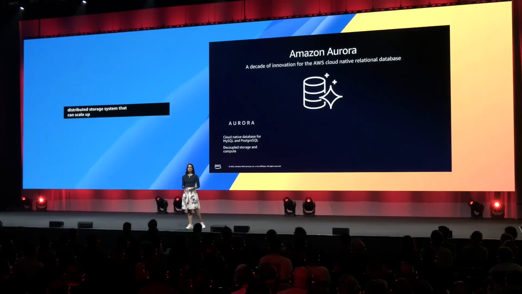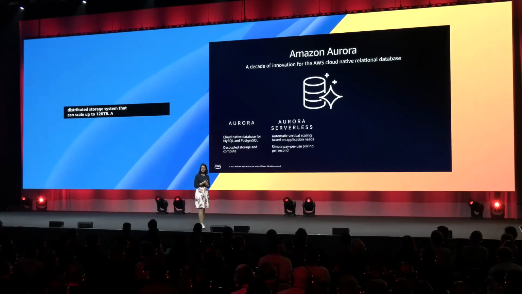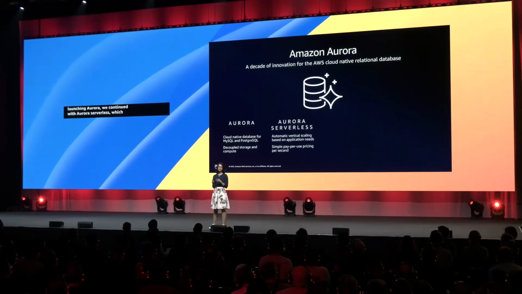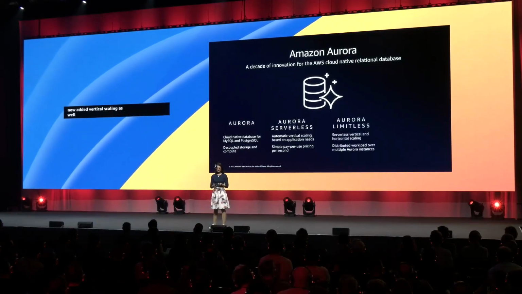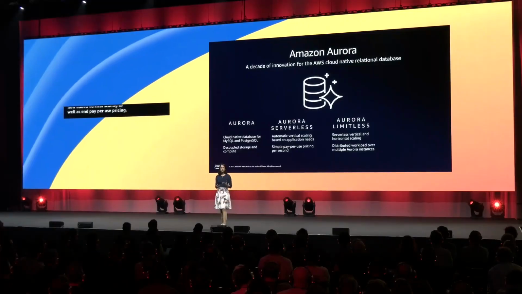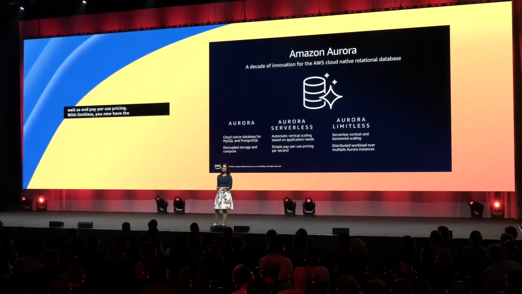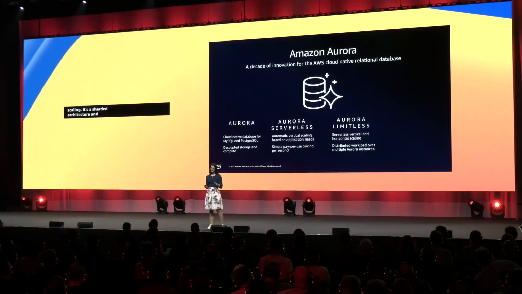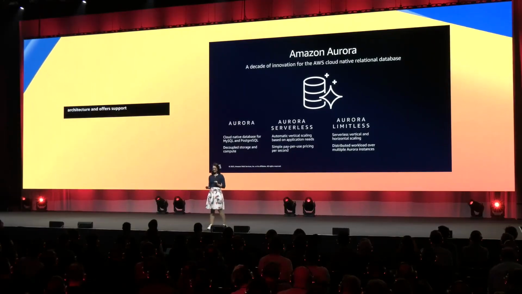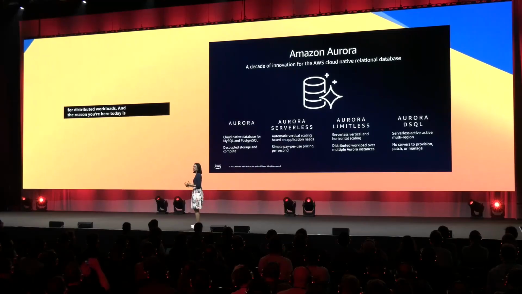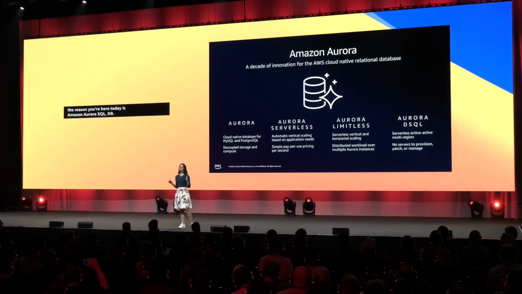After launching Aurora, we continued with Aurora Serverless, which now added vertical scaling as well as pay-per-use pricing. With Limitless, you now have the opportunity for horizontal scaling. It's a sharded architecture and offers support for distributed workloads. And the reason you're here today is Amazon Aurora DSQL. DSQL is an active multi-region distributed database.